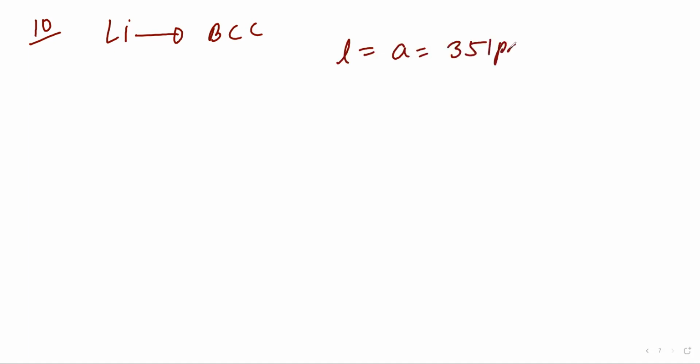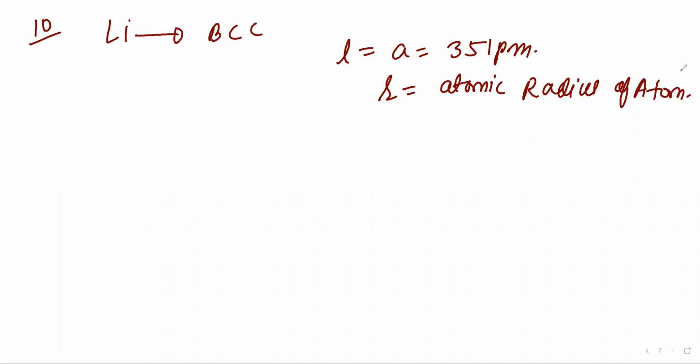Now look at question number 10. Lithium metal crystallizes in body-centered cubic. So the metal used here is lithium. It makes a BCC structure. The length of the side of the unit cell of lithium is given, that is the edge length, 351 picometer. You have to find the radius, the atomic radius of the atom. Understood? It was asked in 2009.